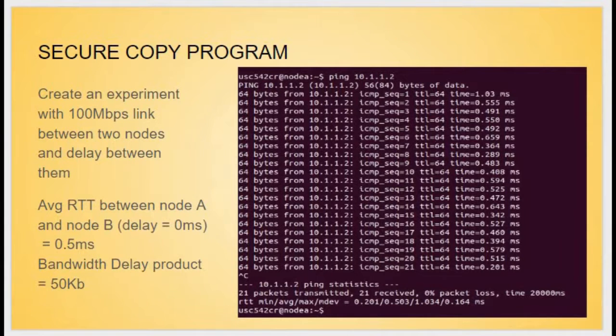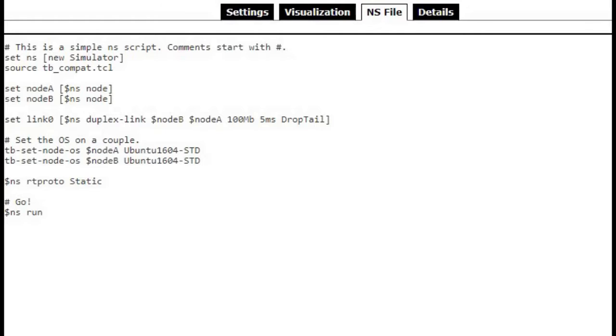The third part of the program deals with the secure copy program. Here they have asked us to create a 100 Mbps link between two nodes and set up some initial delay between them. So this is the NS file for the same.